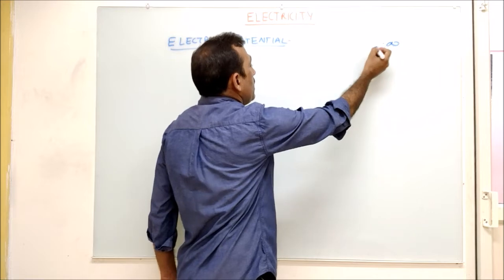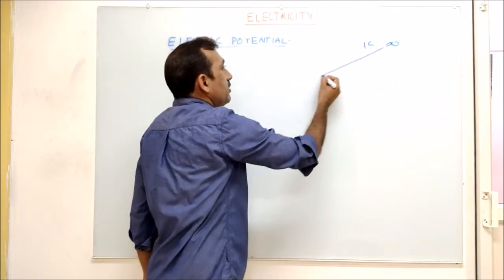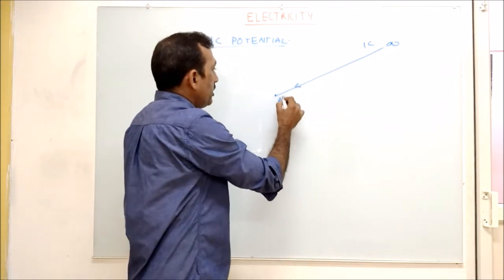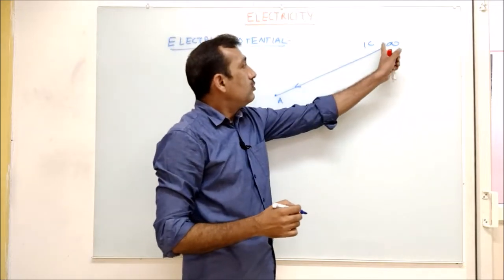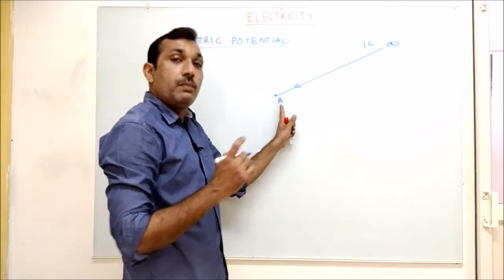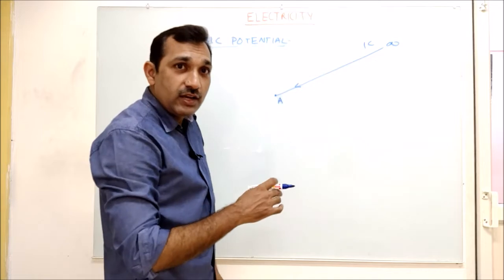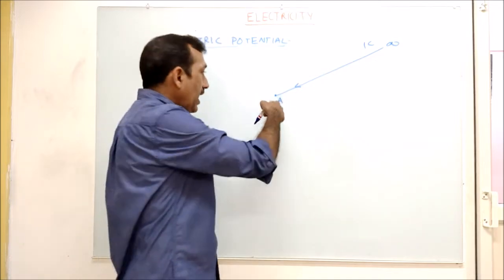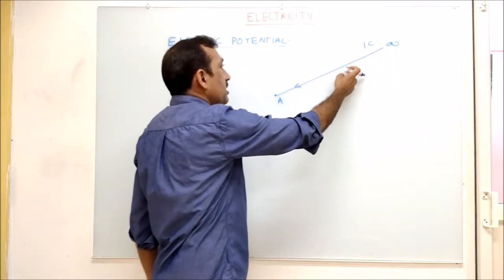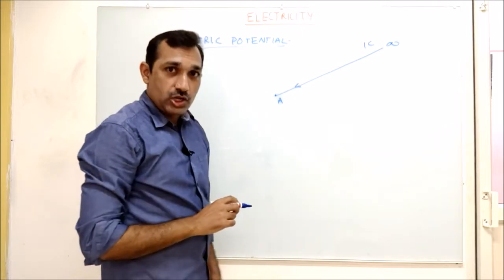Say this is infinity and you have a unit charge, say for example 1 coulomb. You are moving one charge from infinity to a point. Say this is point A. So in moving unit charge from infinity to a point, say A, whatever work we have done, that is called electric potential at that point. Where? At this point. So I have done some work bringing from infinity to this point, and this is called electric potential, right?